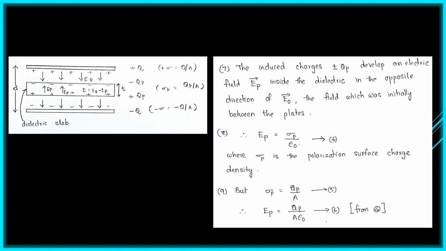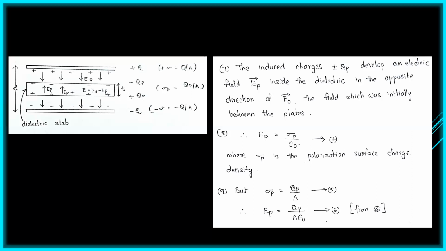Now you can clearly see in the picture, E naught is the electric field in the capacitor outside the dielectric. The direction of E naught is from upper side to lower side. The direction of EP is from lower side to upper side. Both are in opposite directions. So, what we can learn from here is that the electric field due to the polarization is always in a direction opposite to the external electric field.